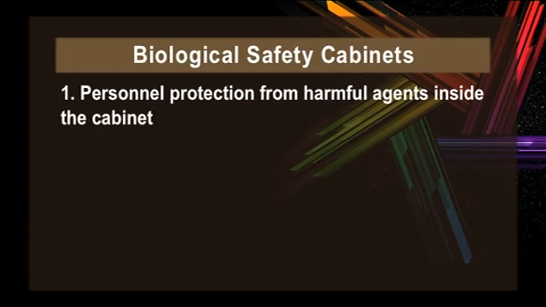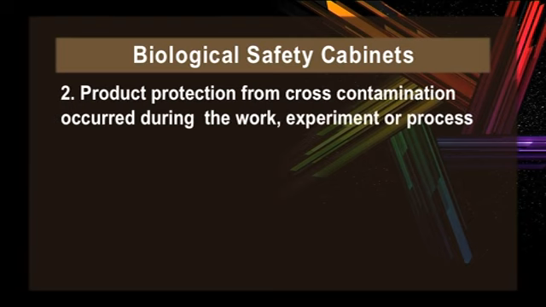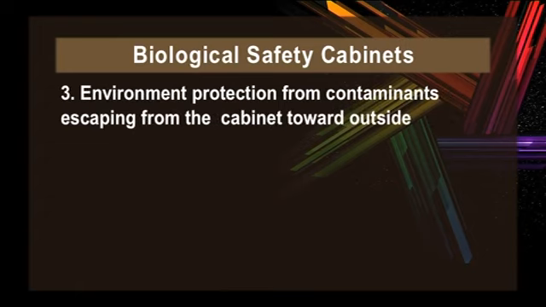Personal protection is from harmful agents inside the cabinet, product protection is from cross contamination occurring during the work, experiment or process, and environment protection is from contaminants escaping from the cabinet toward the outside. The classes of biological safety cabinets are classified based on their protection ability, including personal, product and environment protection, airflow velocities and patterns and exhaust systems.